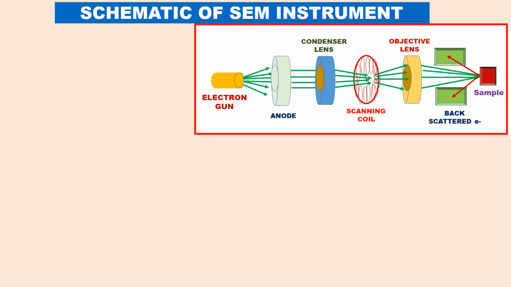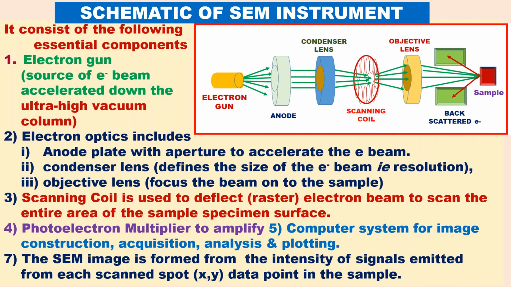Let us further discuss the schematic of the SEM instrument. It consists of the following essential components we have discussed earlier. It consists of an electron gun, which is the source of the electron beam accelerated down the column, placed in a high vacuum column. All the setup is in vacuum so that the electron beam cannot interact with air molecules.